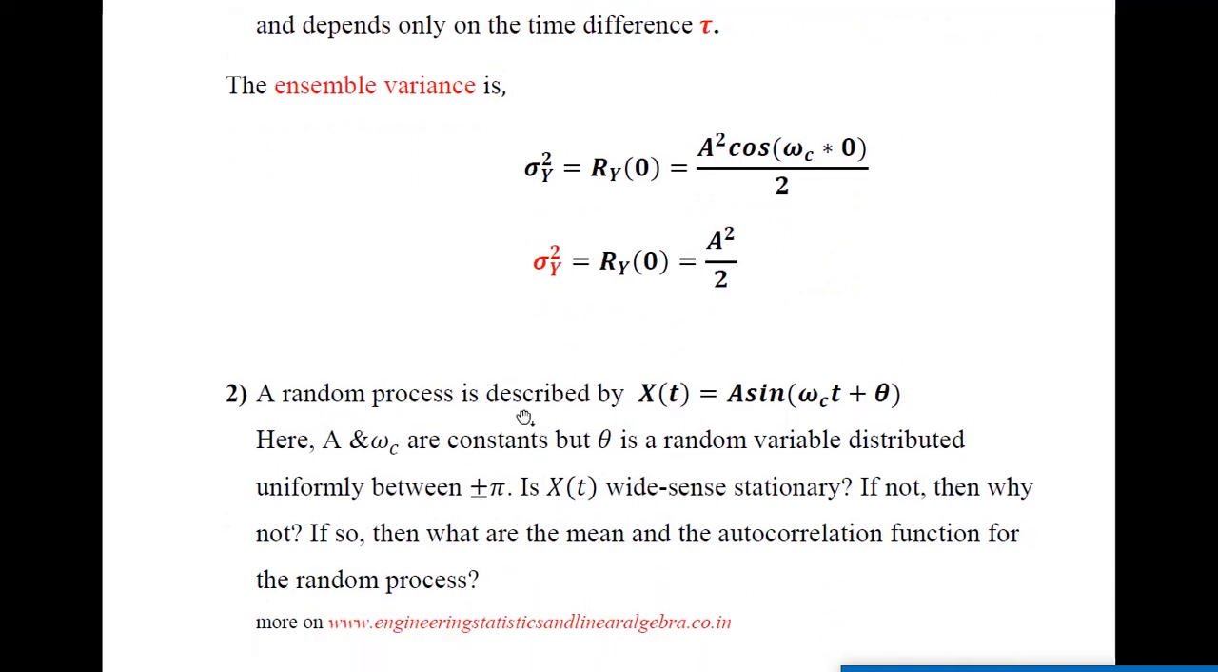In the second problem, the random process is described by A into sin omega t. Again, all the other things are the same here.